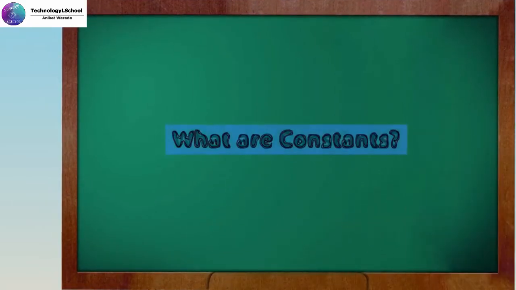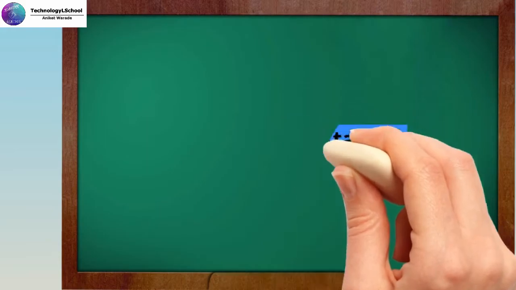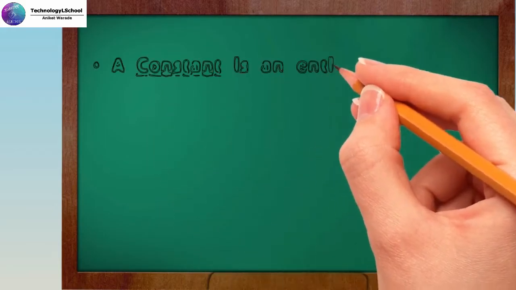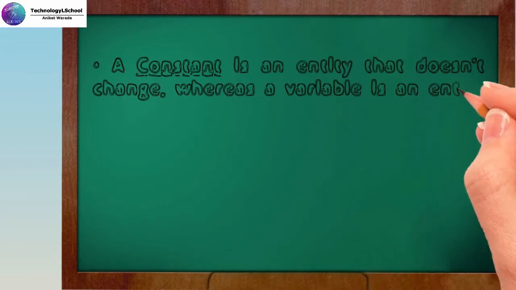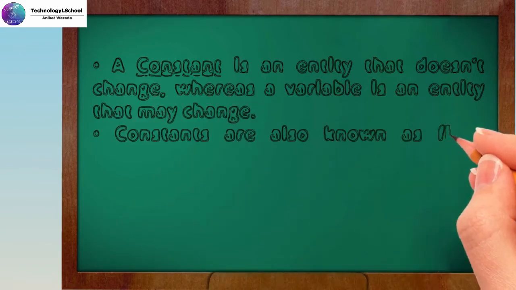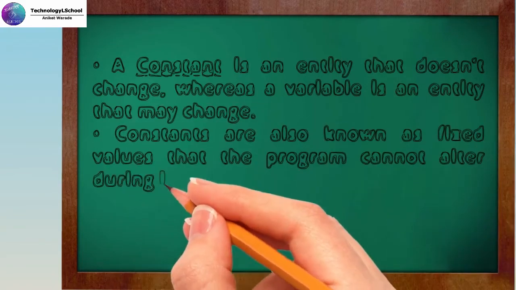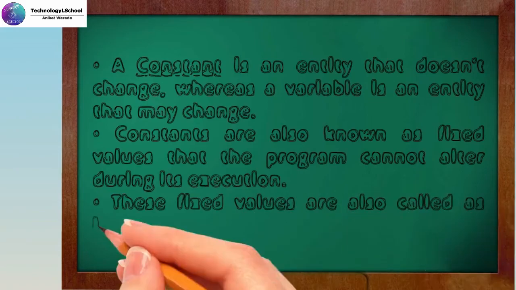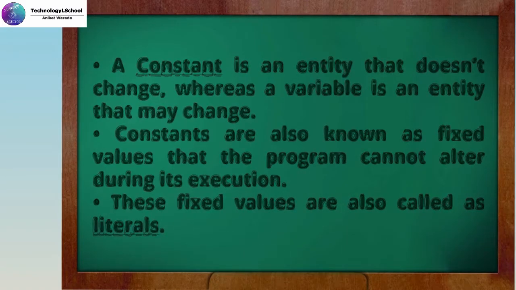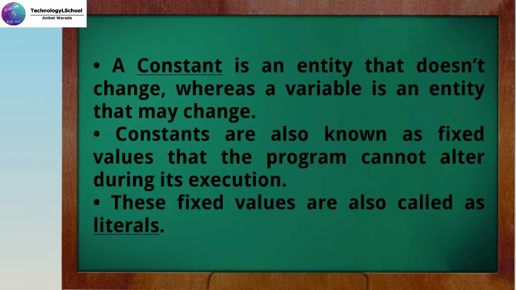So, what are constants? A constant is an entity that doesn't change, whereas a variable is an entity that may change. Constants are also known as fixed values that the program cannot alter during its execution. These fixed values are also called as literals.